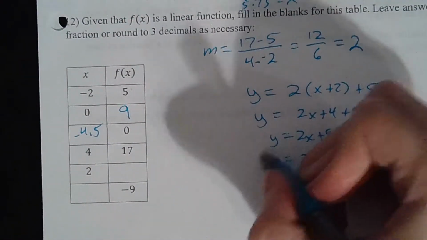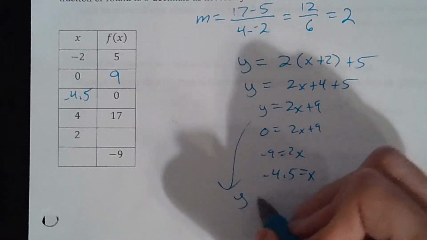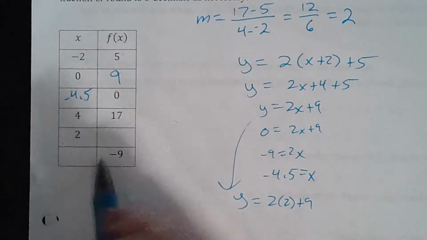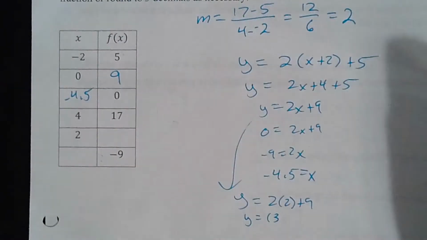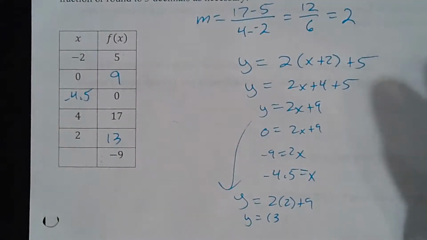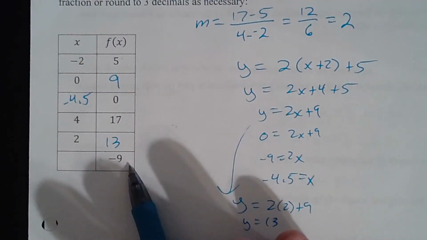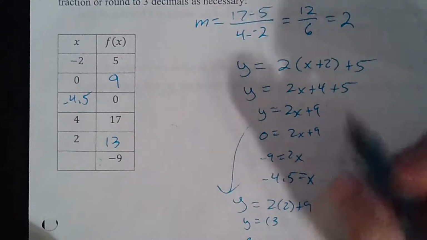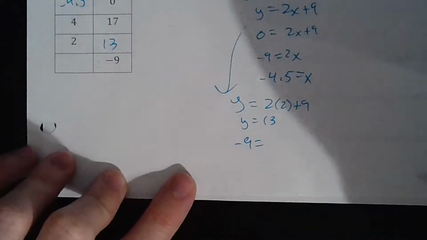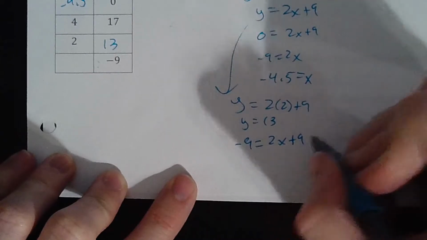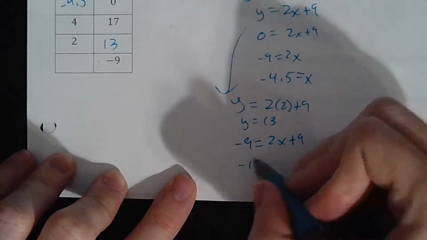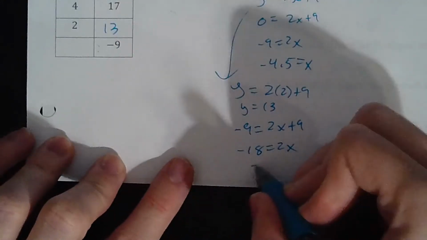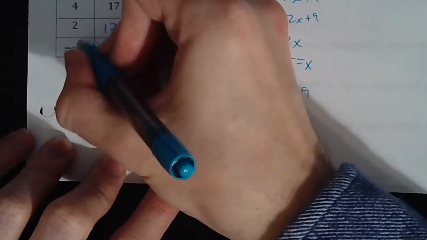I can plug in a 2 for x. If I plug in a 2 for x here, why am I plugging in 2? Because that's the 2 right there. And that's going to give me 13. And if I made this a -9, to get to -9 here, we're going to write -9 equals, and again, I'm copying this 2x plus 9, so I got -9 is 2x plus 9, subtract 9, and divide both sides by 2. Oh, I get -9. What a weird one.